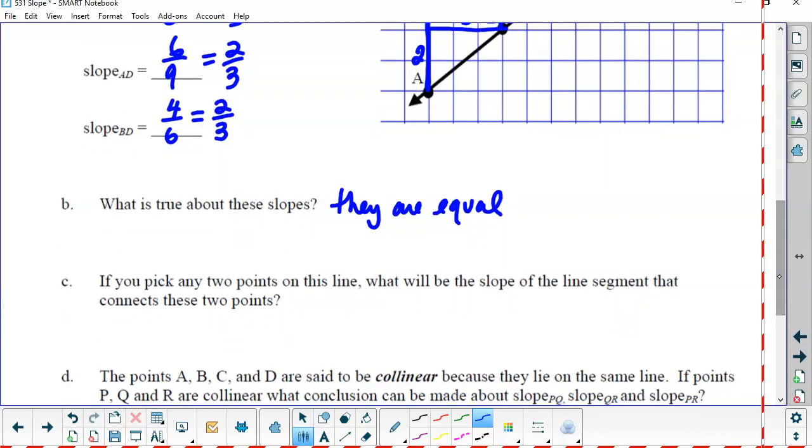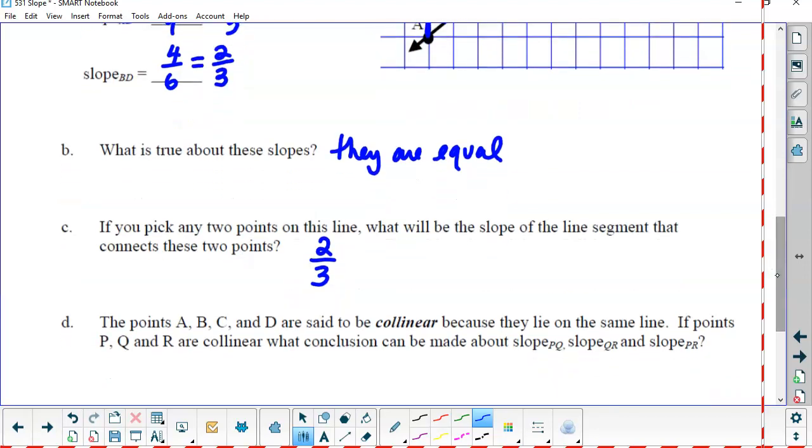So if you pick any 2 points on this line, what will be the slope of the line segment that connects them? 2/3. May not start out as 2/3, but it will reduce to 2/3, even if you have decimals or fractions. And so here's where it summarizes it. A, B, C, and D are collinear because they lie on the same line. If points P, Q, and R are collinear, what conclusion can you make about those slopes? That they are all equal.